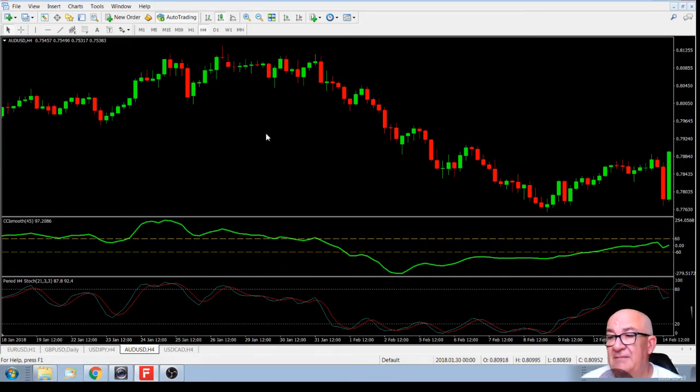So the rule says if the CCI Smooth 45 crosses below the 60 level, we sell. And if the CCI 45 crosses above minus 60 level, we buy.